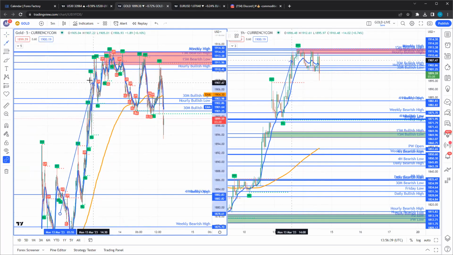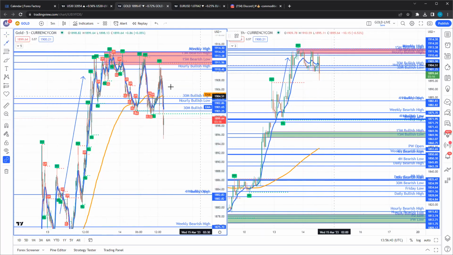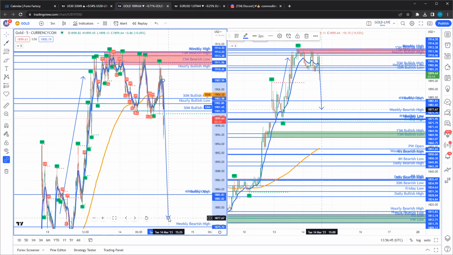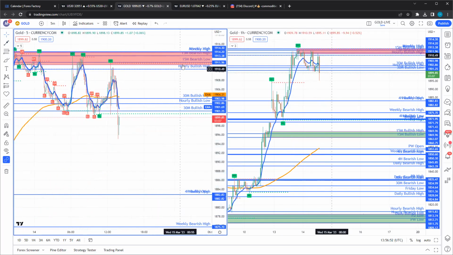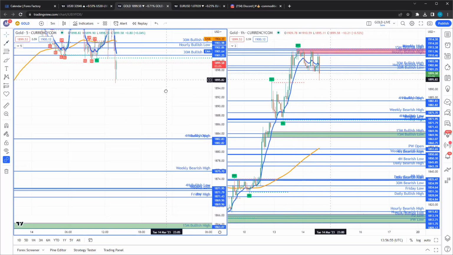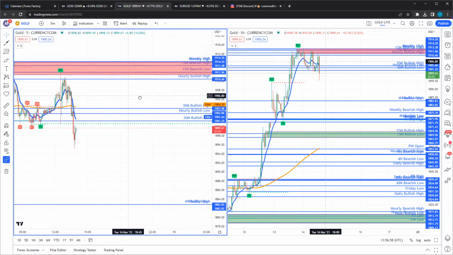I can see this structure right here, and this structure right here that needs to be completed to the bottom, right? But do we have a sell area on gold? That's the question. Other than this up here, I don't see any sell zone for gold. So nothing for me, nothing for gold.